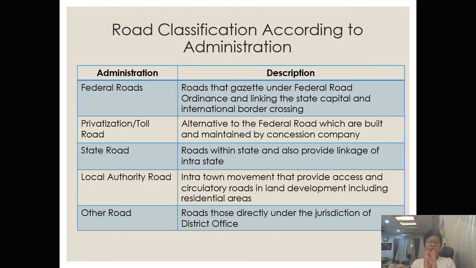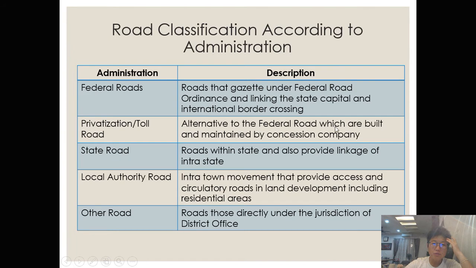Okay, then we move on to road classification. This is in general how we classify the roads. We talk about federal roads, jalan persekutuan, private roads or tolled roads, state roads, local authority roads, and other roads. Now I think you will have known all this. When you travel on roads, even though you have not learned about the classification of roads, you will realize what category these roads fall into. So I won't bore you by going through these descriptions. I would just like to draw your attention to the second one, the private roads or toll roads. Let's read the definition.